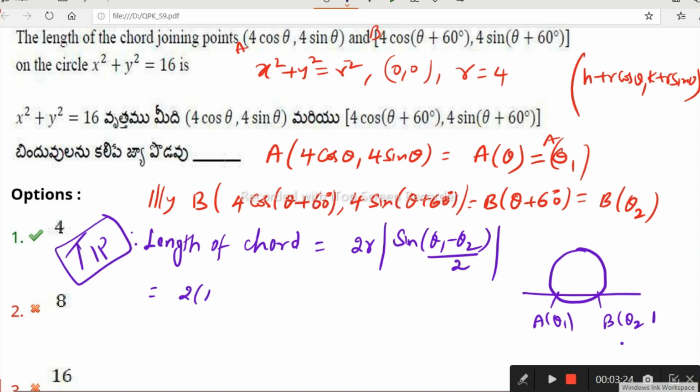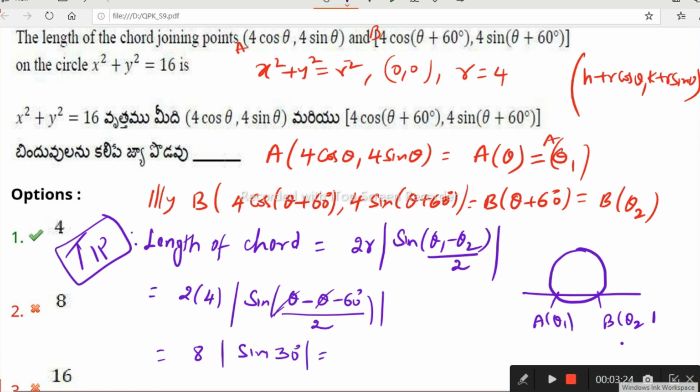R is equal to 4, so 2 into 4 into mod sin of (theta minus (theta plus 60)) by 2, that is theta minus theta minus 60 by 2. 2 into 4 is 8, and theta cancels, leaving sin of minus 60 by 2, that is sin of minus 30. But since there is a modulus, we can write sin 30. You know the value of sin 30 is 1/2. 8 into 1/2 is 4. This is the required length of the chord. Yes, it is given as the first option.